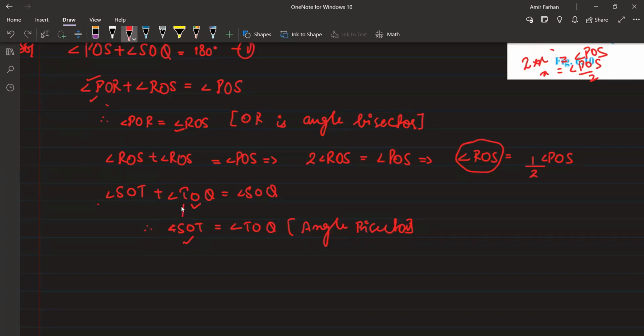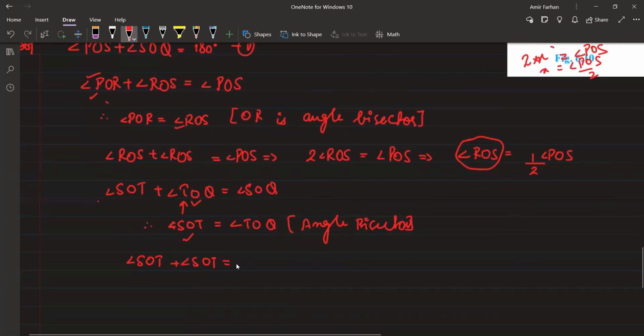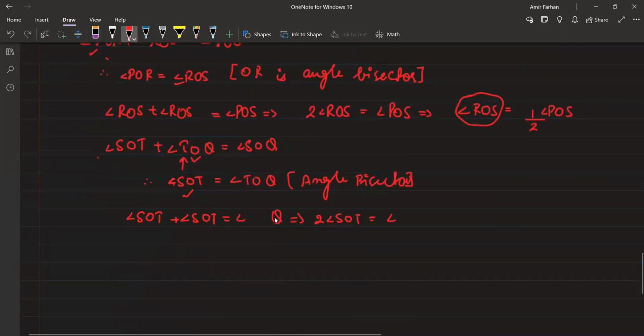So, I am writing this thing here: SOT plus SOT is equal to angle TOQ. Clear? So two SOTs is equal to angle, not TOQ, sorry, SOQ. Whole angle SOQ. My mistake. So SOQ will be equal to two times SOT. So SOT is equal to what? 1/2 into angle of SOQ.